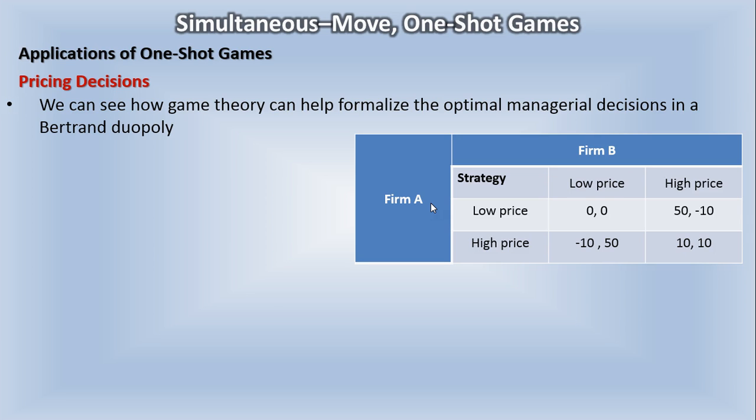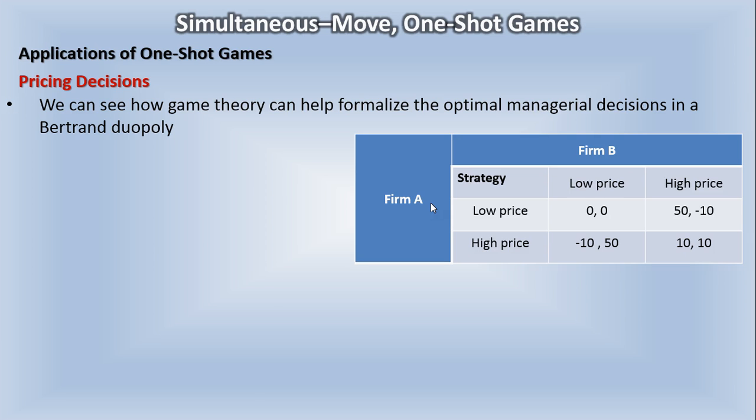They could collude, work together, get behind closed doors and say, hey, you know what, let's just both charge a high price. In that case, they would both wind up here. So working together would result in this outcome where both of them would wind up getting 10 in profit each. But of course, that kind of agreement is illegal, and there is incentive to cheat on that kind of agreement.